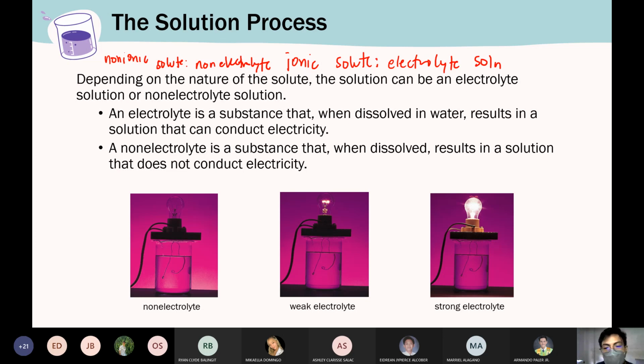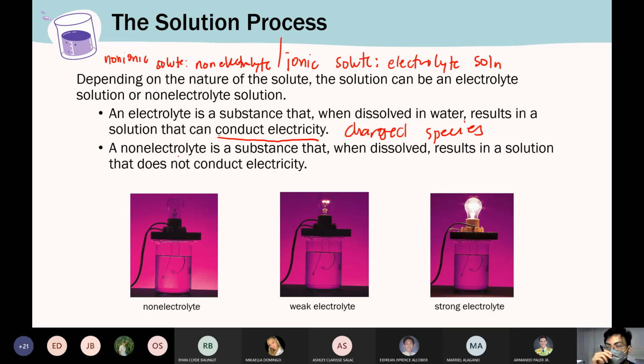Okay, what makes a solution electrolyte? A solution is considered electrolyte if it contains charges. Pag may charges ka, then those charged species can conduct electricity, no? So basically, kailangan mo lang ng charged species like sodium ion, chloride ion. Kailangan mo ng cation and anion. So you will have an ionic solution or electrolyte solution. Kapag ang iyong solute naman is non-electrolyte, then it will not conduct electricity.